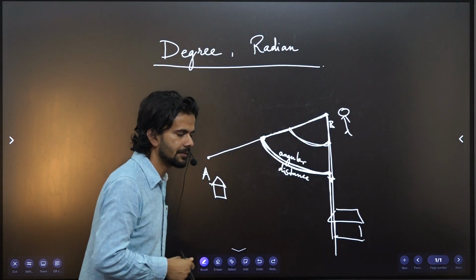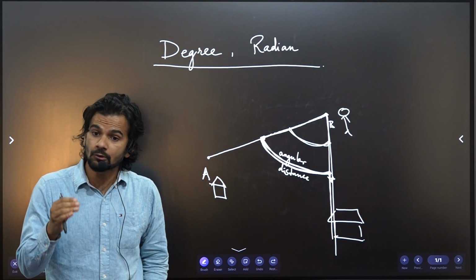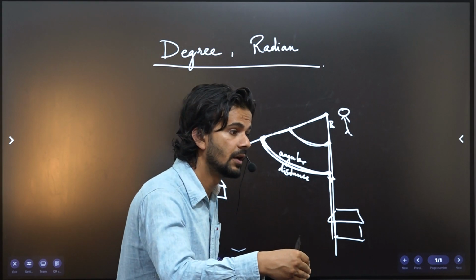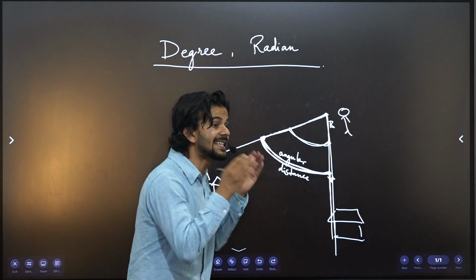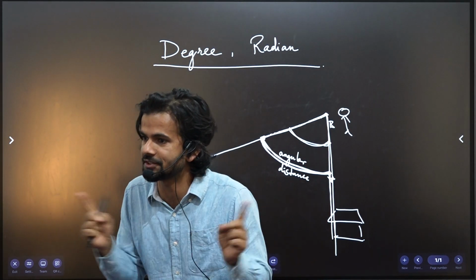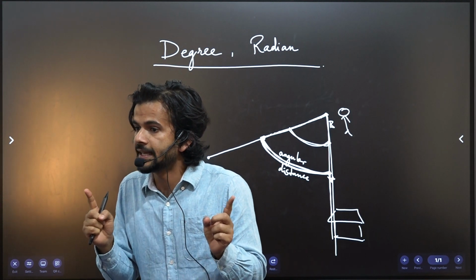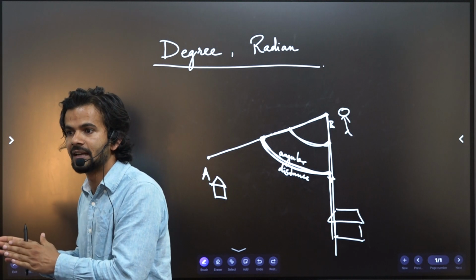Which angle is greater? Both are same, because it's not about how much you walk. It's not about the distance. It is about direction. It is not about distance. It is not about direction only. It is about how fast the direction changes, right?